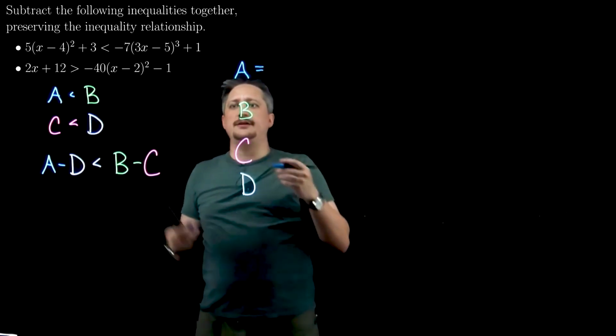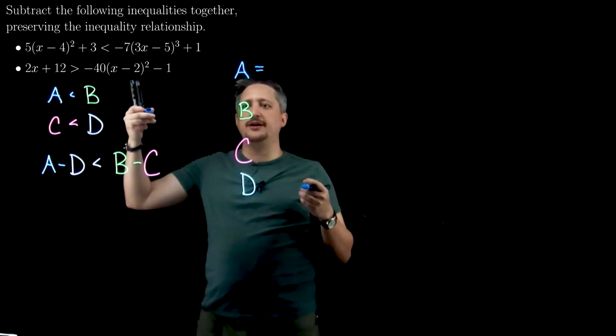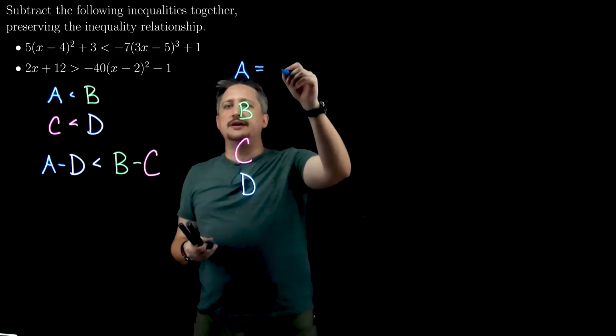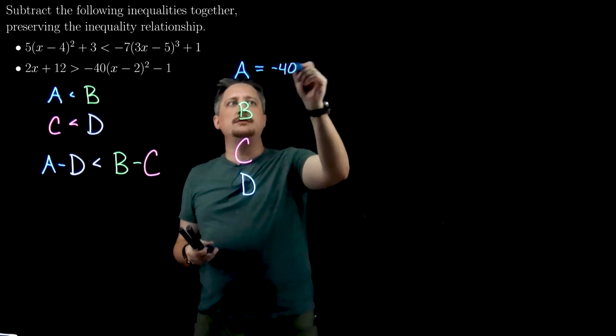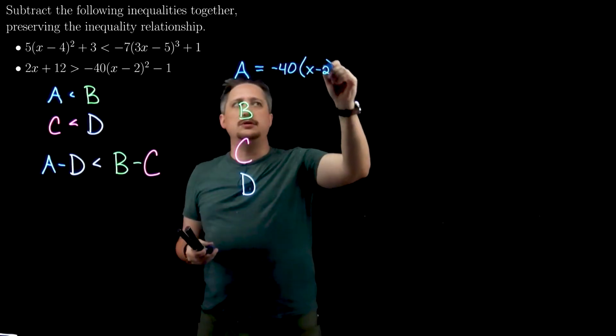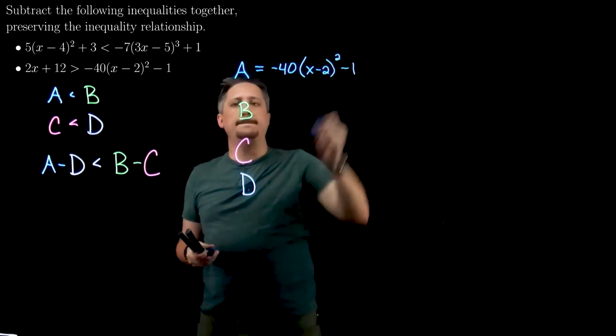So let's pretend for a second that I pick the second one. Picking that one, I would get minus 40 times x minus 2 squared minus 1.